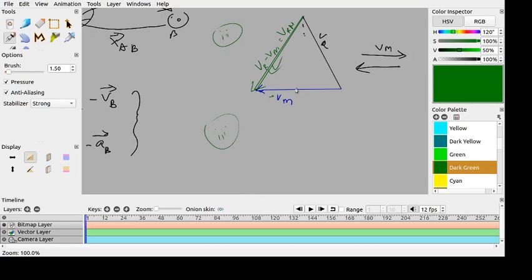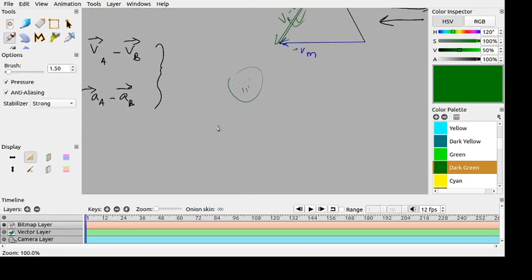Got it? So this is your concept of relative motion.